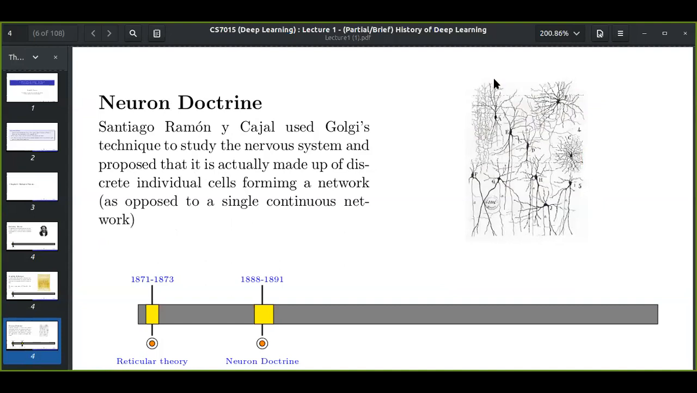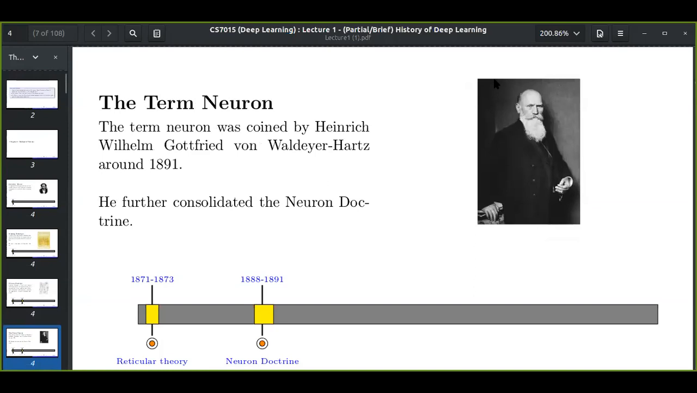Then in 1888 came the neuron doctrine by Ramón y Cajal. He used the staining technique and said that our nervous system is made up of a large number of cells, as opposed to what the reticular theory said. So basically now we have the neuron doctrine as we know it today. It came back in 1888. And then the term neuron was given back in 1891 by Wilhelm Waldeyer. He also said that the neuron doctrine is the correct way of looking at the nervous system.